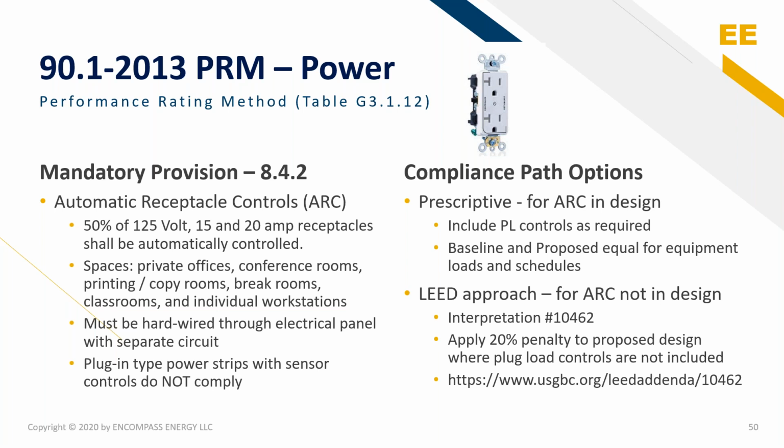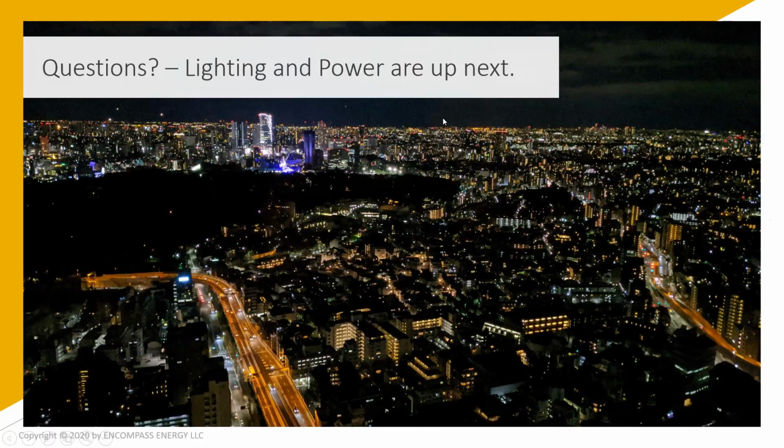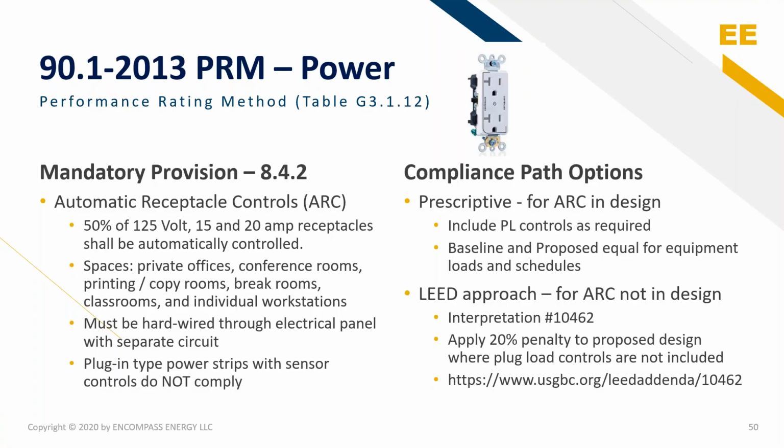So the next section is lighting and power. I'll start with power quickly because it's a small section, but it has a large impact. There are two mandatory provisions within power that generally will affect a model if you're doing the performance rating method.